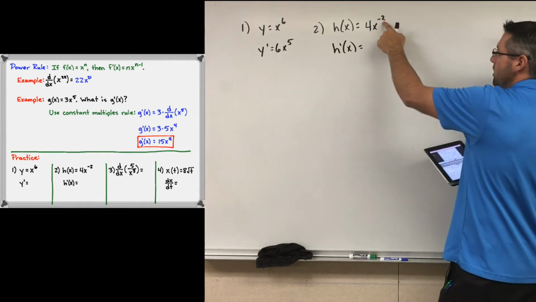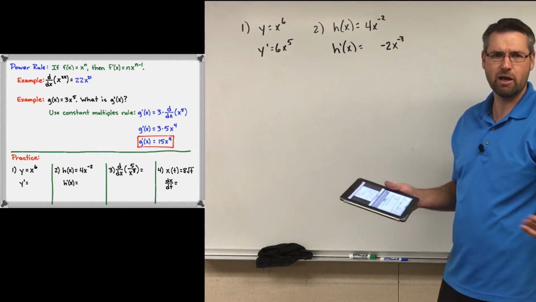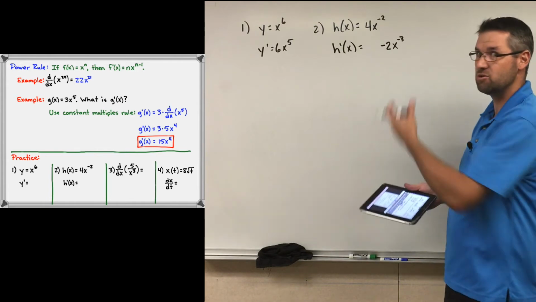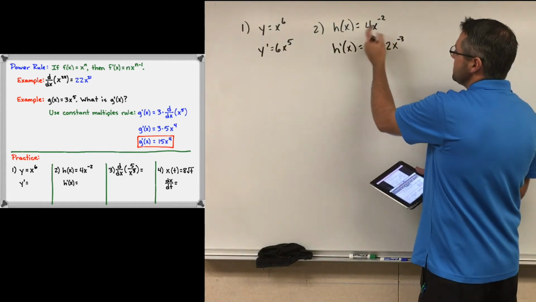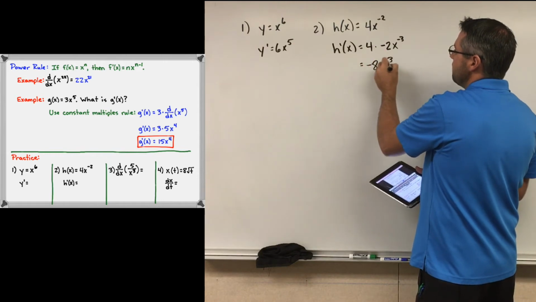We have to subtract 1. Oftentimes, students will add 1. They'll put x to the negative 1st because they think, oh, I got to get a smaller number, so 1's smaller than 2. These are negative numbers, right? So that's the derivative of this guy, but then we have to multiply it by the 4. So we end up with negative 8x to the negative 3rd.